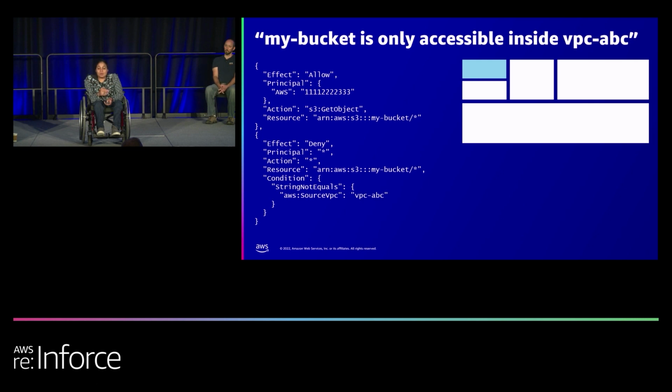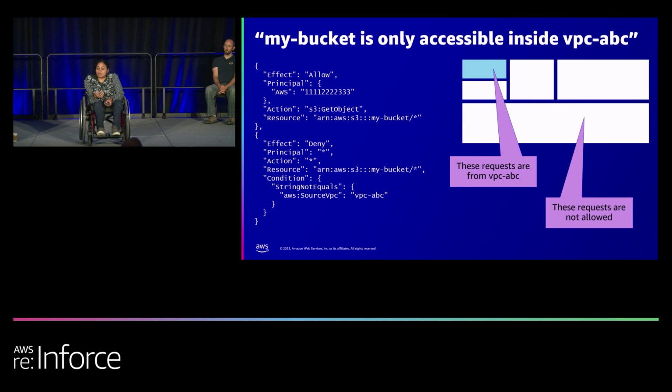For example, all these requests in the white ones are not allowed, so they don't make the bucket accessible outside the VPC. And the requests that are allowed here, they are from the VPC. So again, they're not accessible from outside. Therefore, we can conclude that the bucket is not accessible outside the VPC.